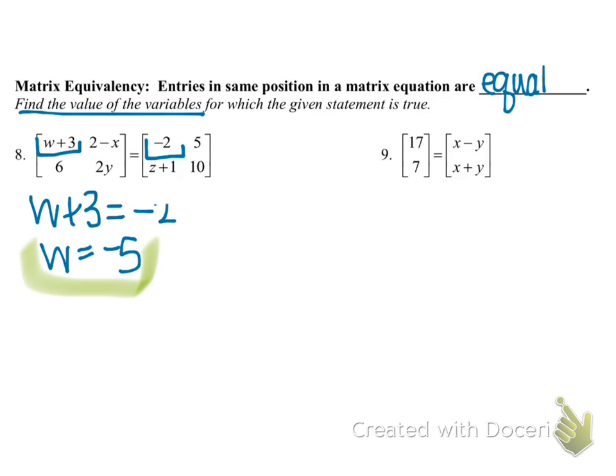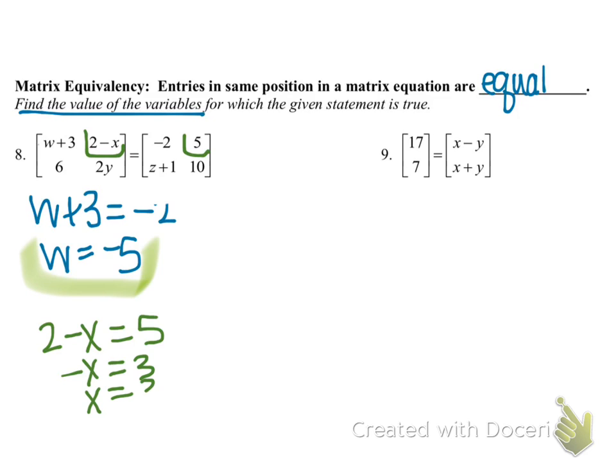All right, let's try another one. Let's try 2 minus x and 5, okay? Top right, and I can set them equal. 2 minus x equals 5, negative x equals 3, x equals negative 3, okay? That's one of my other answers. So I have 2 answers. I need 2 more, right? I need to solve for y and I need to solve for z.